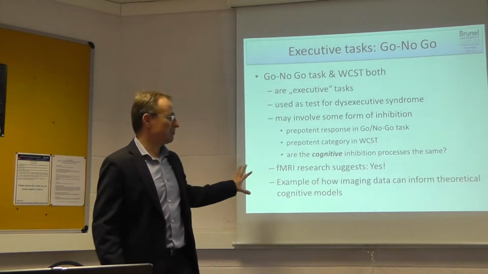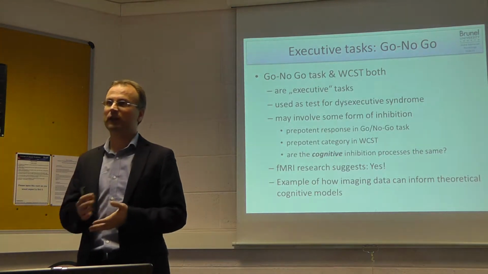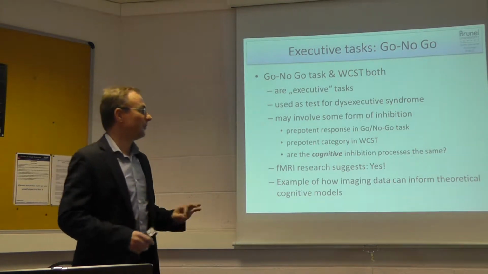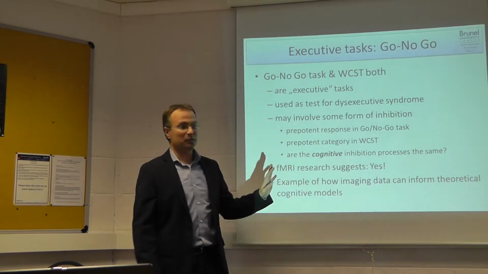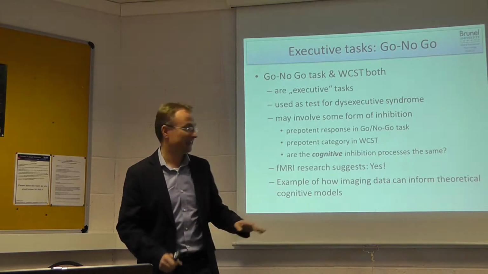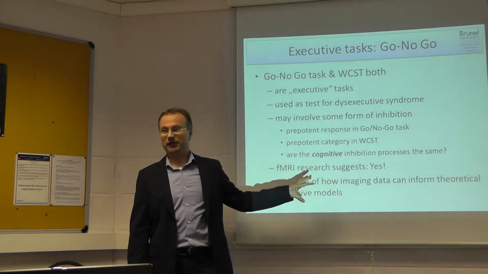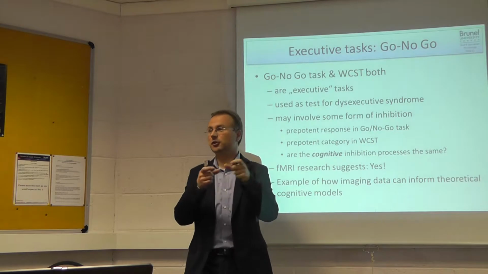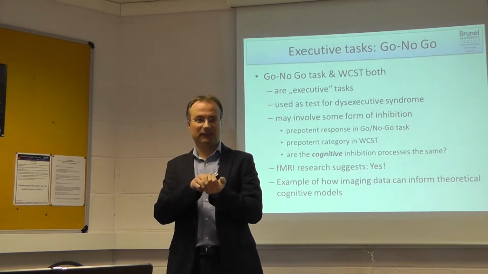So this is an example of how brain imaging data can be informative for theoretical cognitive models. Although a slight word of caution may be advisable here, because some rather strict cognitive psychologists would say you can never inform cognitive models by brain imaging data, because there are ways to explain that you have two different cognitive processes while you still have the same activation.